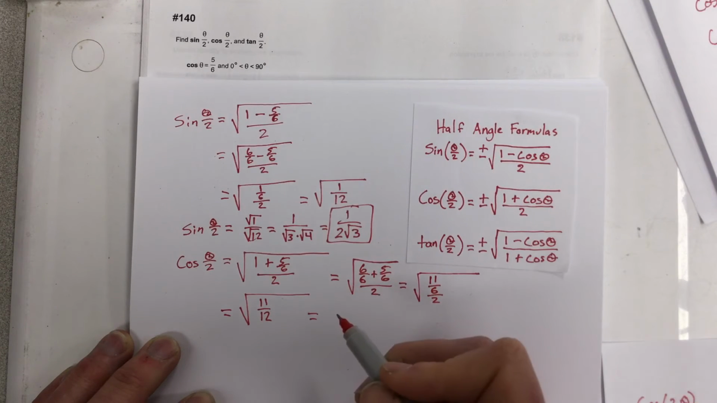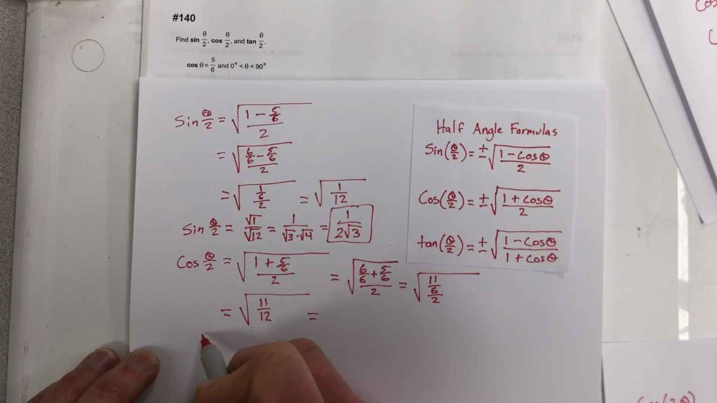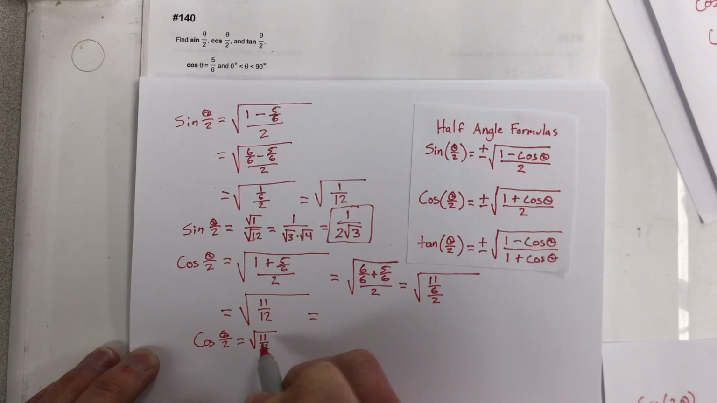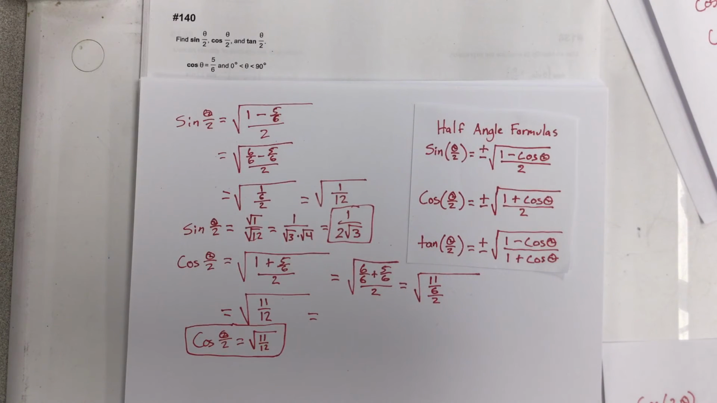We can simplify the 12, but I don't really think it's that important to do that, so let's just leave it as cosine theta over 2 equals root 11 over 12. They may have you simplify that denominator in my math lab, and if they do, just split that root between the 11 and the 12, and then do the same thing we did in the top piece, which is basically write the denominator as 2 root 3. Let's go ahead and do tangent.